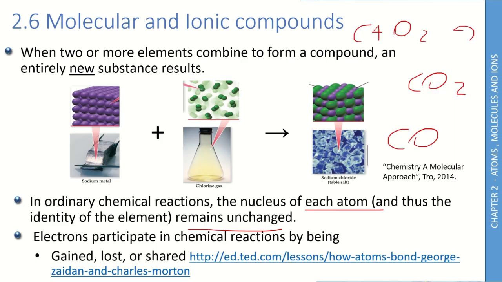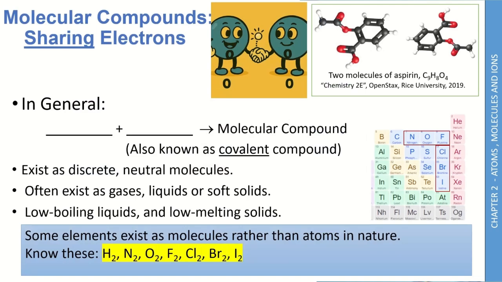So electrons participate in chemical reactions by being gained, lost, or shared. I will ask you to watch this small video over here later. Molecular compounds share electrons. They don't give them away. Let me look for my pen again, here, this one.